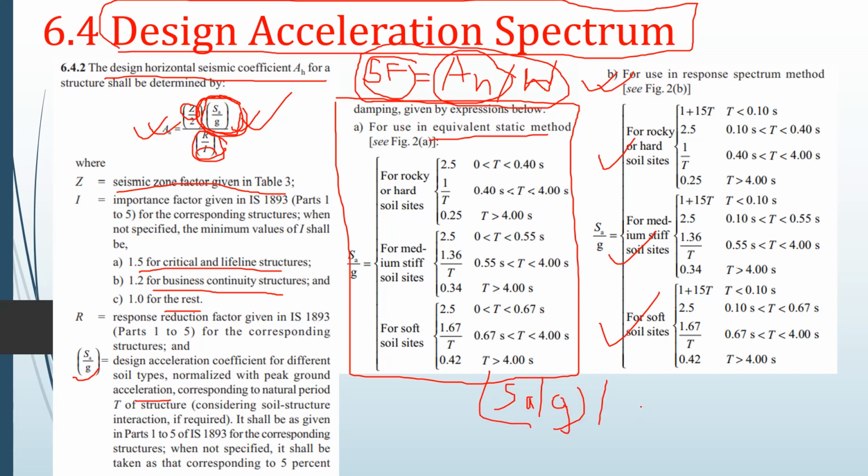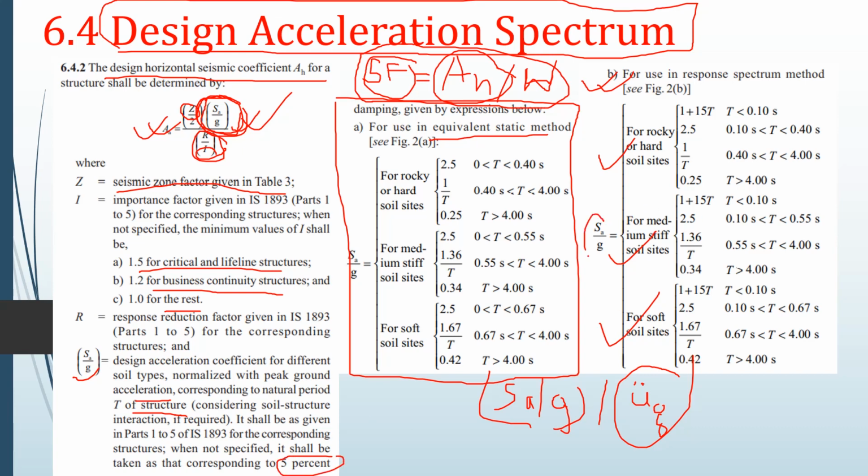divided by our ground excitation component. We talked about this in our previous slide. Uz double dot means our ground excitation or our ground acceleration value corresponding to the natural period T of the structure. It shall be as given in parts 1 to 5 of IS 1893 for the corresponding structures, and when not specified, it is taken as that corresponding to 5% damping.